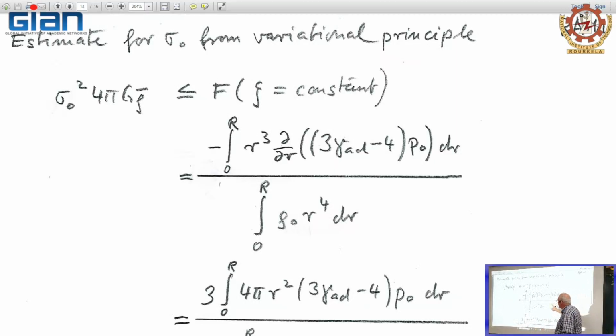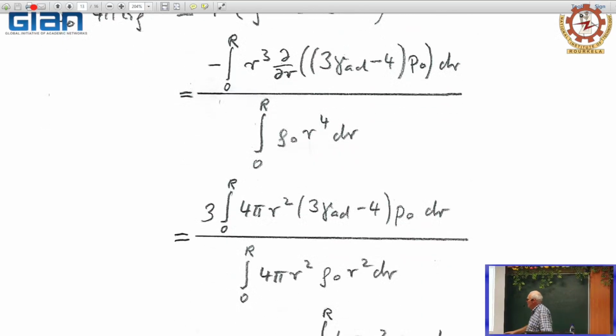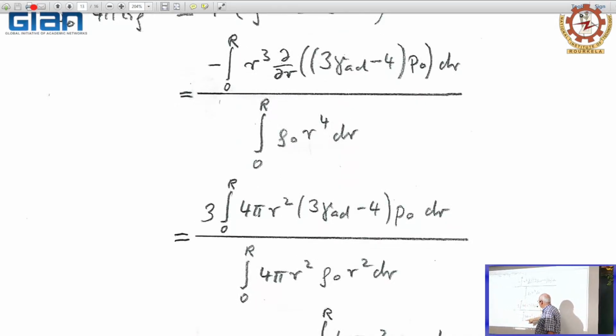And then we are left with minus, we have to account for another minus, r cubed gives 3 times r squared times, now the derivative is gone, 3 gamma adiabatic minus 4 times p naught, and we integrate over 4 pi dr, and this is corrected for by the integral down there. The factor 4 pi is inserted for convenience. This is 4 pi r squared rho naught times r squared dr. So this is the upper limit for sigma naught squared.